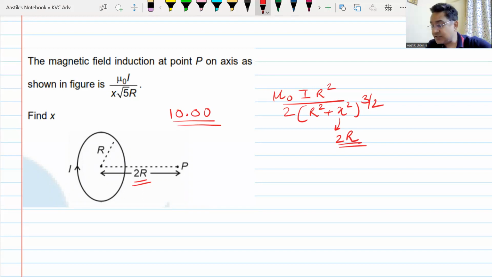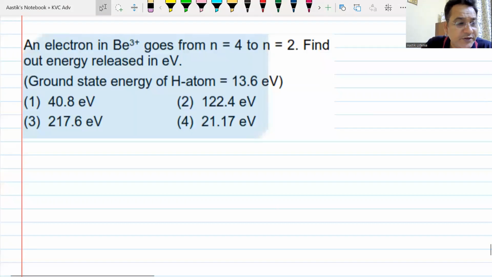Then comes the next question. This is a question from the same shift, 1st February shift 2, but not from physics. It is from chemistry, but I will count it as a question in physics, just to make you realize that if you do physics nicely, even 1 or 2 questions in chemistry can be done from physics. I'll give you 2 minutes to give me the answer.